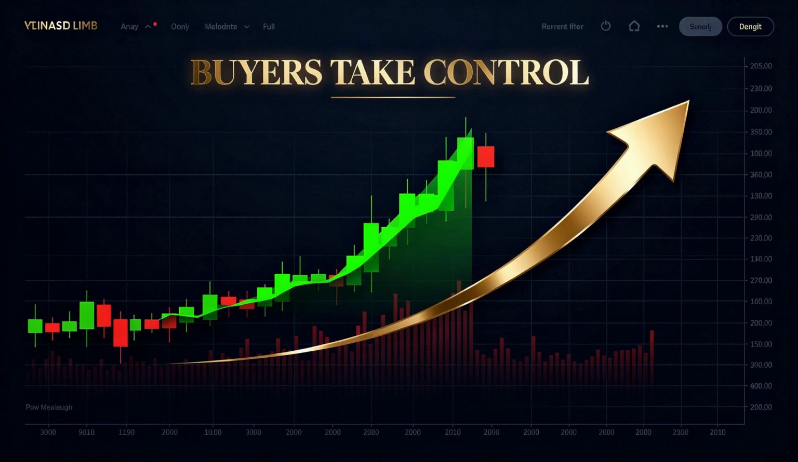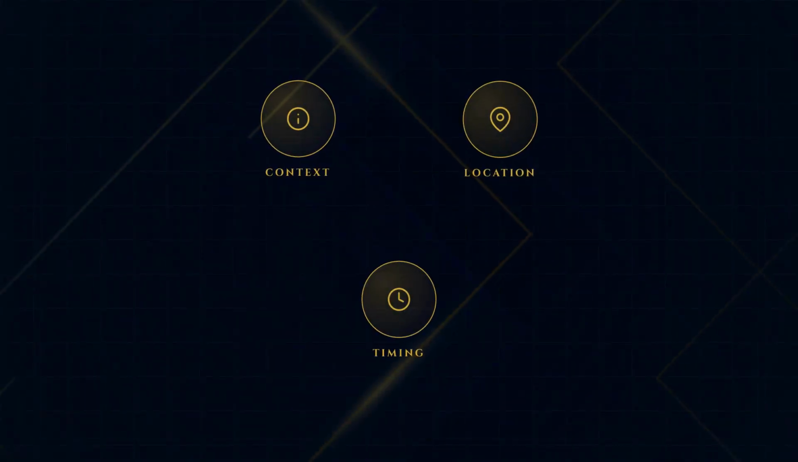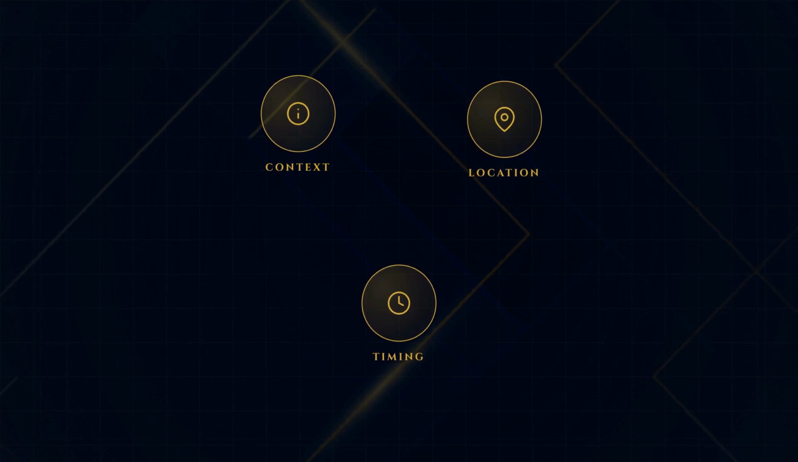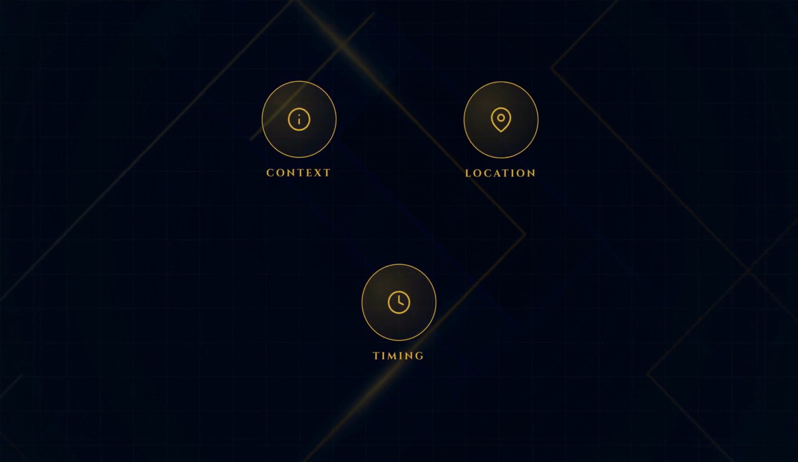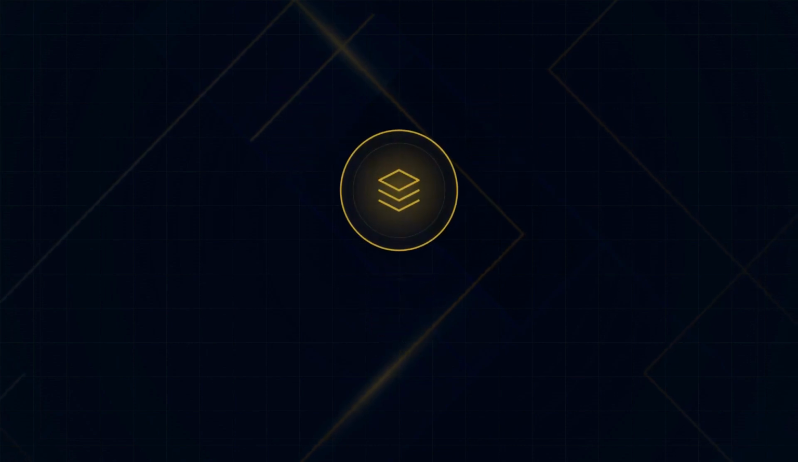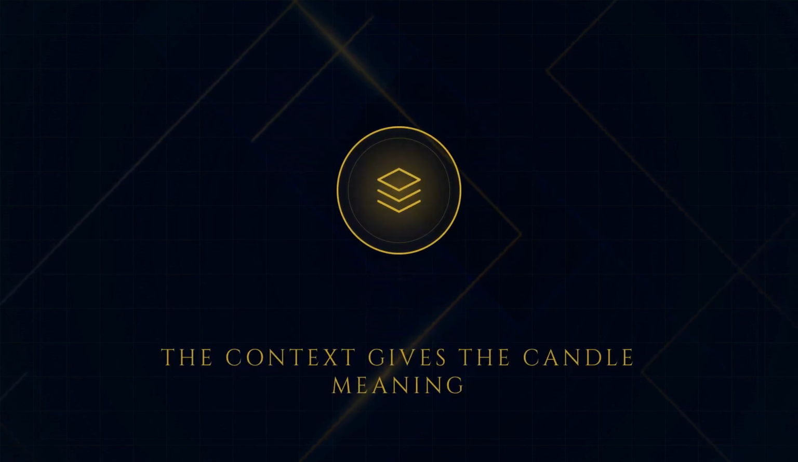Again, the location is essential. A bullish key reversal candle forming in the middle of an unclear range may have very little value, but the same candle forming after a liquidity sweep inside a bullish fair value gap or order block and in alignment with the higher time frame direction has much greater significance. The market context gives the candle its meaning.